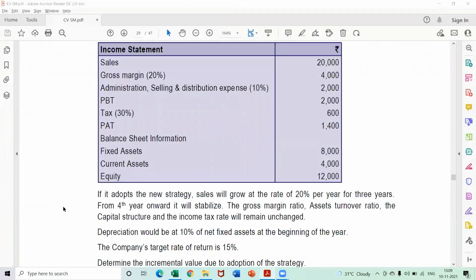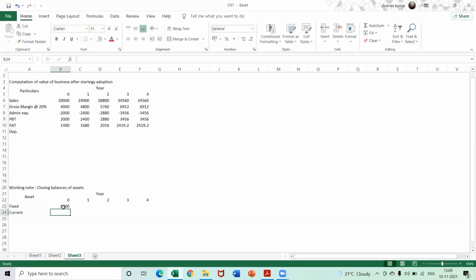What's given in the question? 8,000 and 4,000. And we are told that the ratios remain the same. Okay. So that means, let us just check what is the ratio.